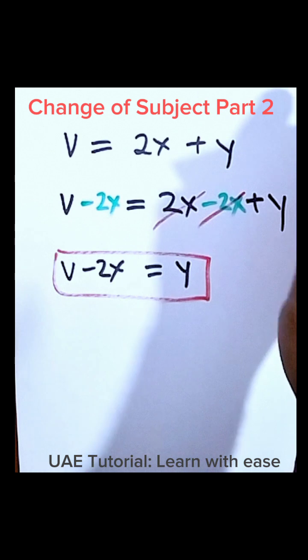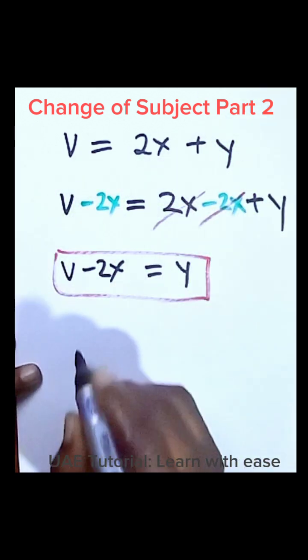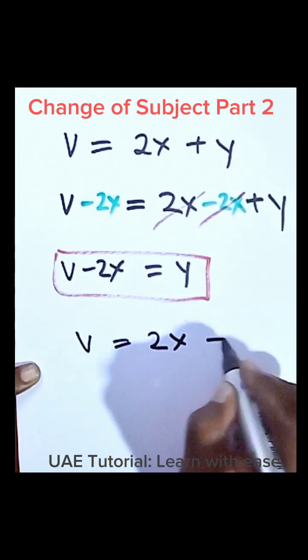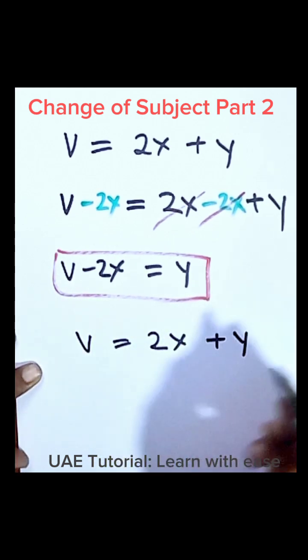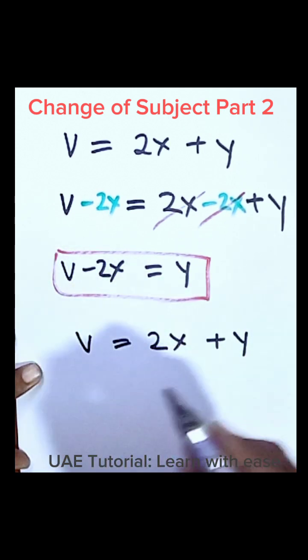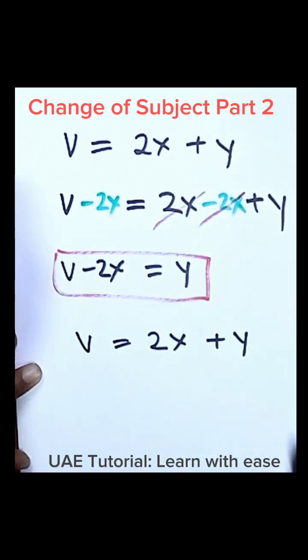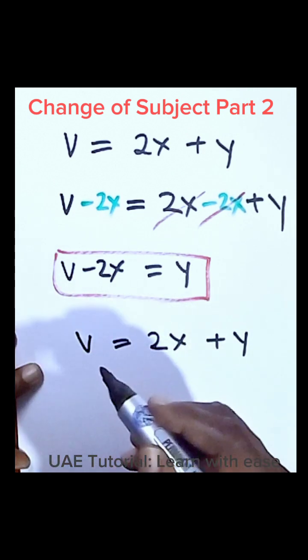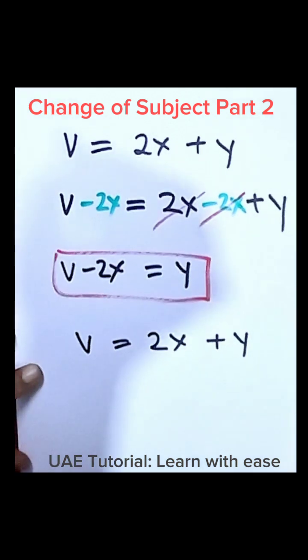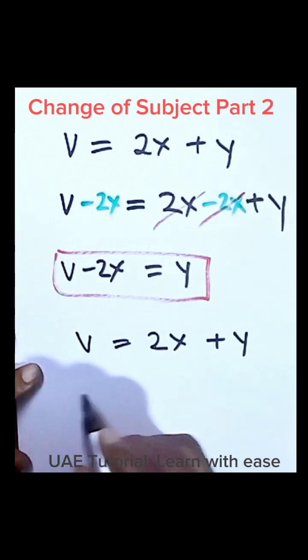Now, just like we said, let's use the other method so that you'll be getting used to how we do these things in a faster way. The original equation is v equals 2x plus y, and we said you can simply move this 2x to the other side so that y can remain. And remember the rule: once you are moving anything across the equality sign, the sign changes. If it was positive, it becomes negative. If it was negative, it becomes positive.